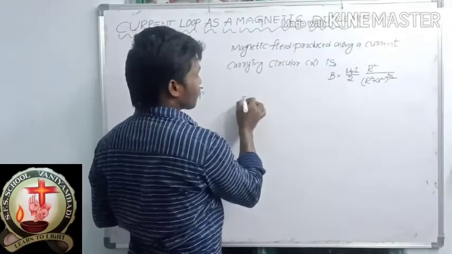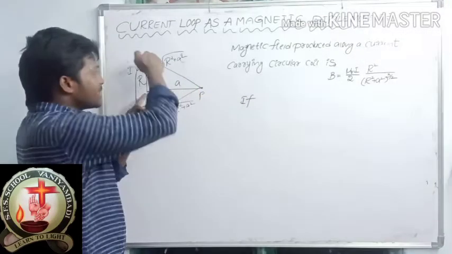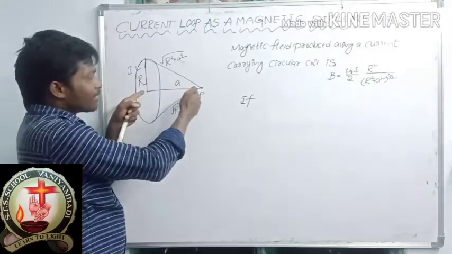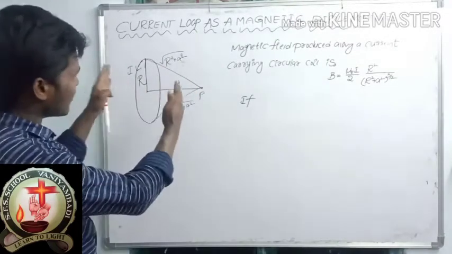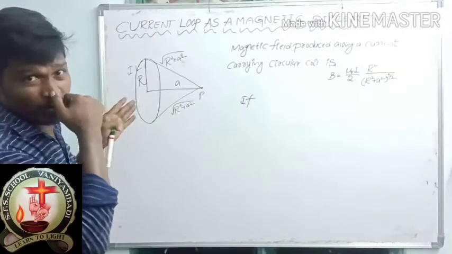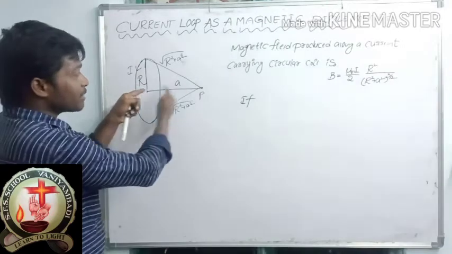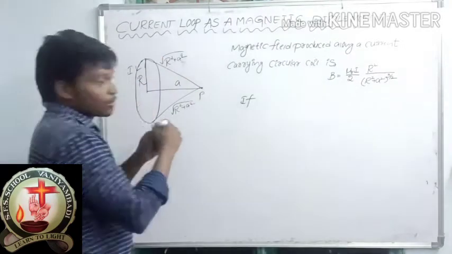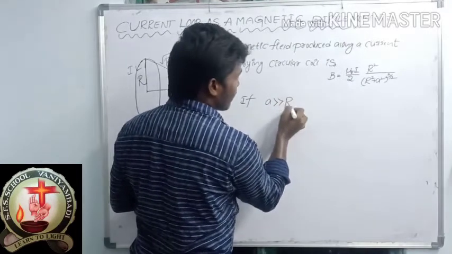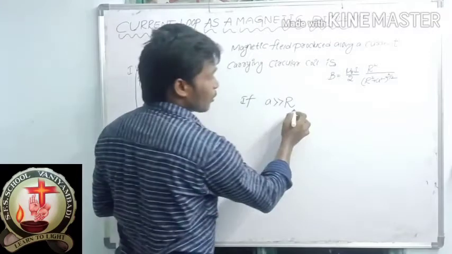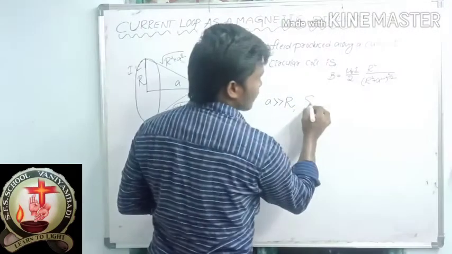From this diagram, this is A and this is R. We can see the diagram clearly, so we know which is bigger. A is bigger compared to R. So I am taking the condition A is very much greater than R. So please substitute: A is very greater than R, so neglect R.